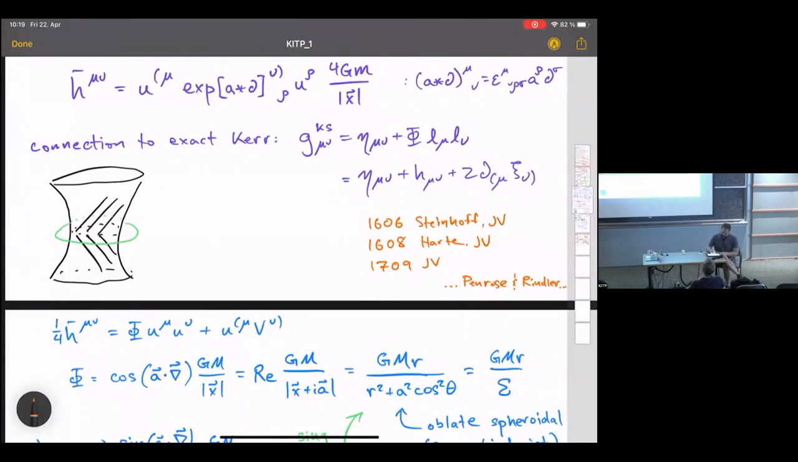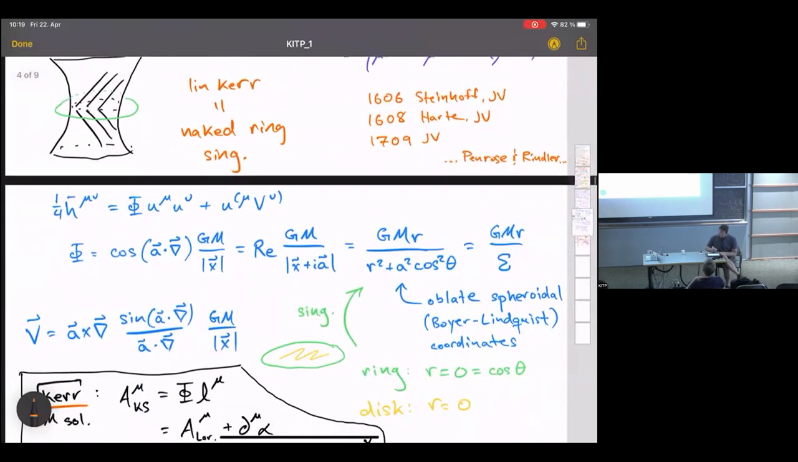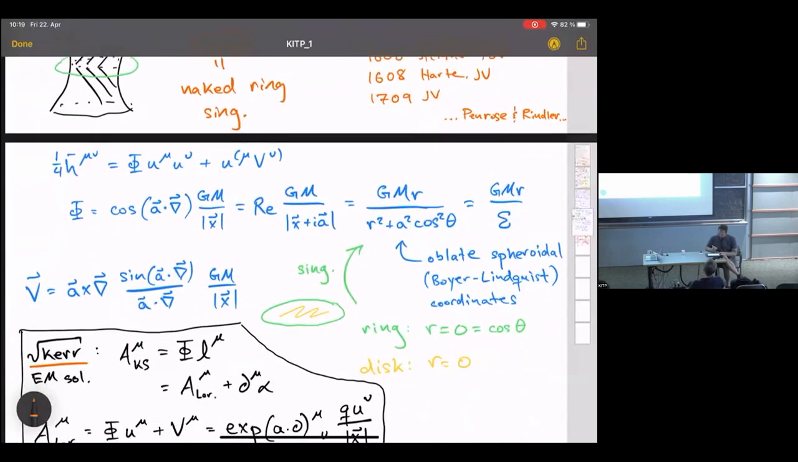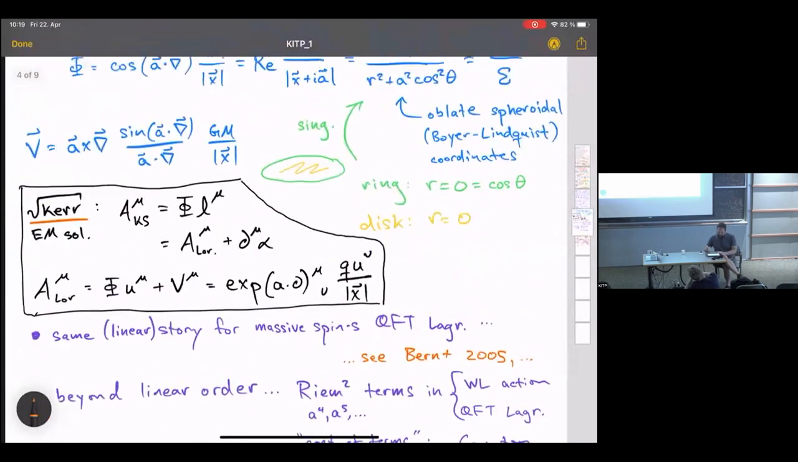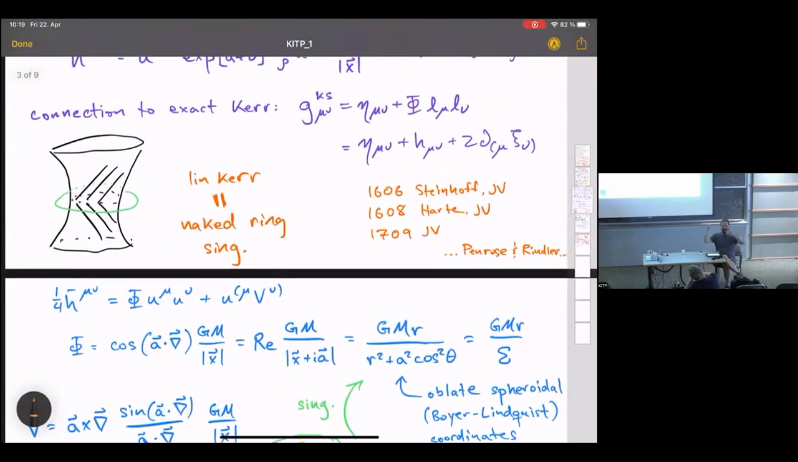And how linearized, let me just say, linearized Kerr is very much a naked ring singularity with radius A. But yeah, I simply don't have time to talk about this. Please ask me about it if you want to know more. But in this post-Minkowskian regime, when you expand in G, if you take Kerr itself and expand in G, at linear order in G, you get this very much naked ring singularity thing.